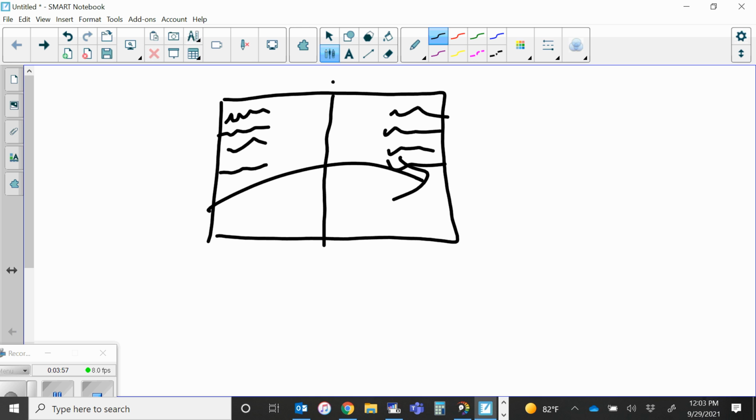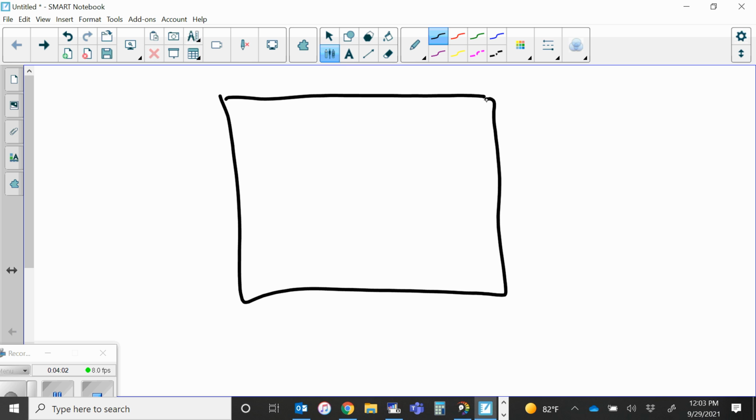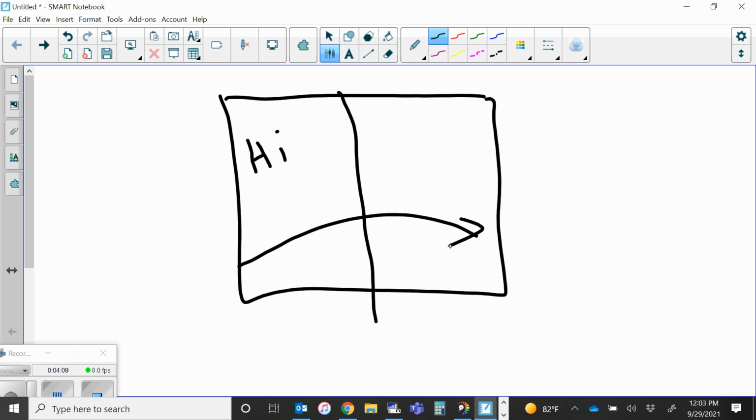Now if I wrote hi here, when I close the book, is it going to say hi over here? No. What's it going to be? It would be I and then H, right? Because the distance from here to here of the I would be the same as the distance from here to here, and the distance from here to here from the H will be the same as the distance from here to here. Does that make sense?